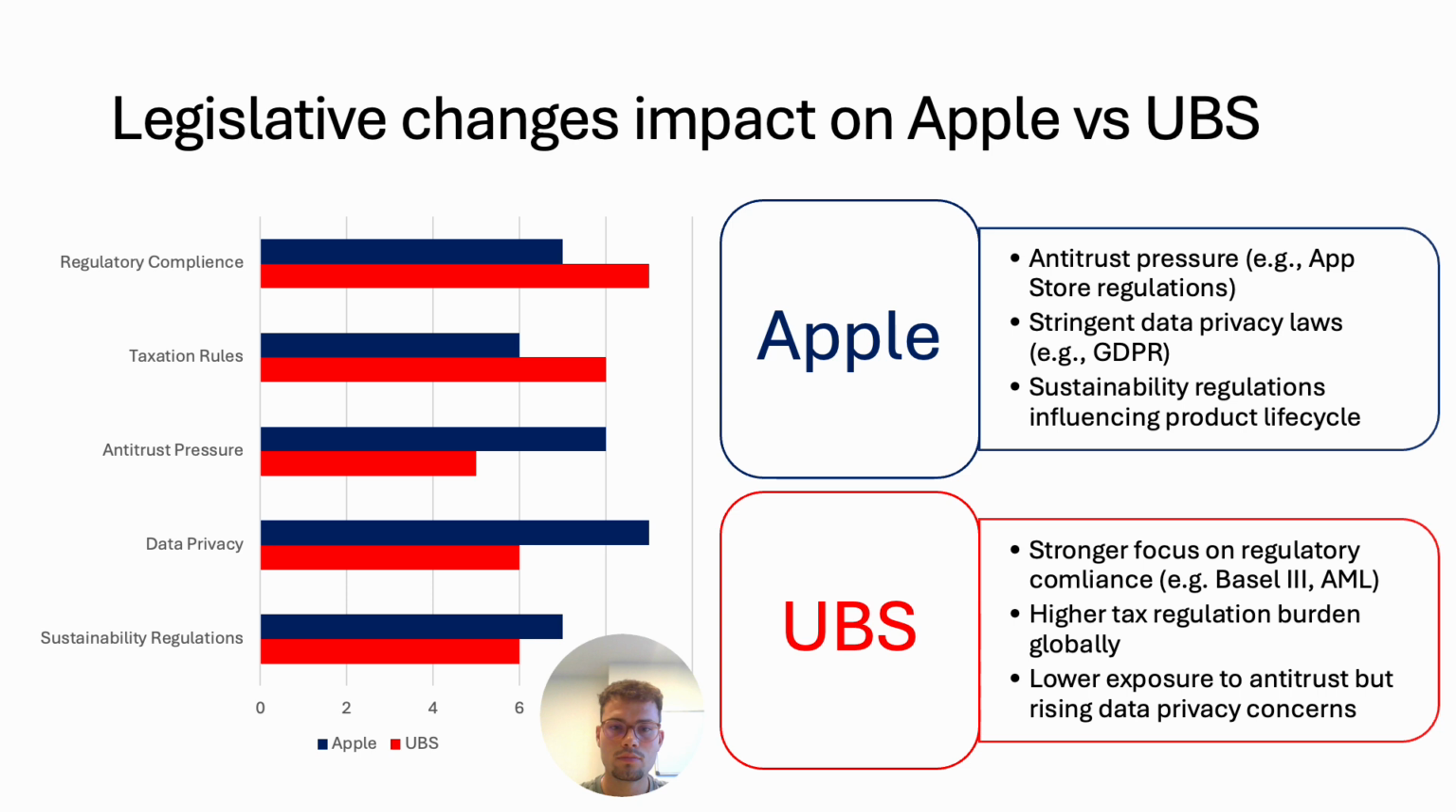On the other hand, UBS deals with strict financial regulations such as Basel III and AML. They also face high global tax burdens. While antitrust is less of an issue, data privacy remains crucial due to the sensitive nature of financial data. In summary, Apple focuses on antitrust, data privacy, and sustainability, while UBS emphasizes financial regulations and tax compliance, highlighting the distinct challenge in their industries.